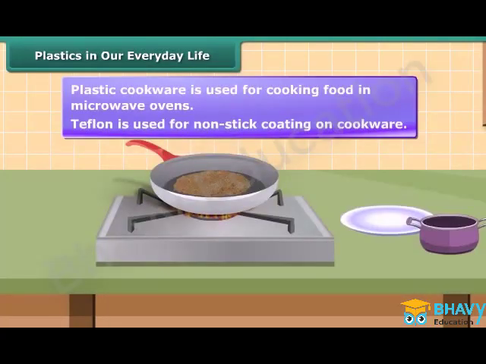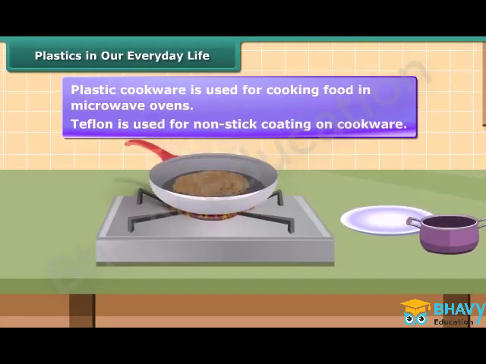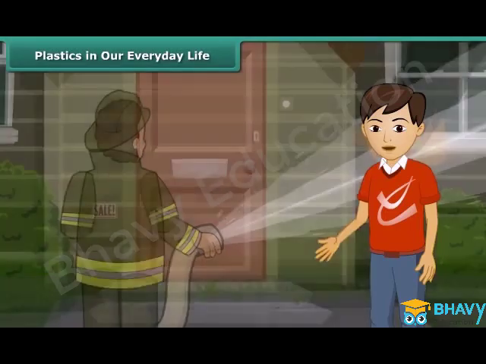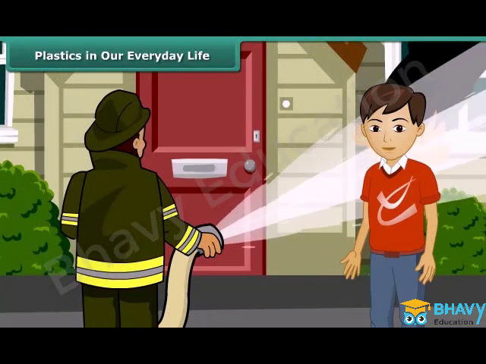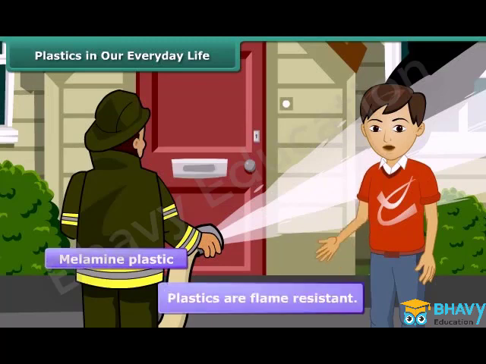Have you ever noticed the frying pan for cooking dosa? You would have seen a black coating on it. It is of teflon, which is a special plastic on which oil and water do not stick. Thus, it is used as non-stick coating on cookware. You would be amazed to know that there are also fireproof plastics. Yes, the uniforms of firemen have coating of melamine plastic to make them flame resistant.